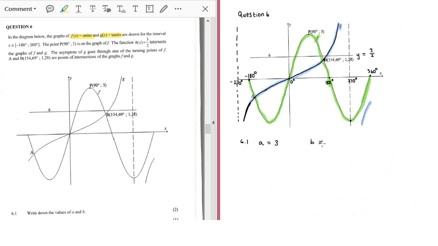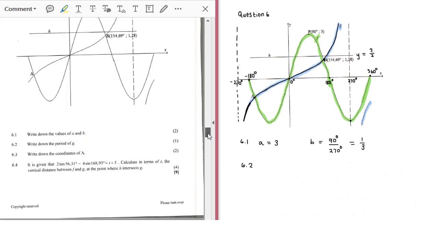So you would say that B is equal to the old coordinate of the asymptote, and you need to know the original tan function, right? And you would know that it reaches its first positive asymptote at x equals 90 degrees. So that would be the old position of the asymptote. And now you can see that the new position of the asymptote is 270. If you simplify this in your calculator as well, you still get that B is equal to 1/3. So let's move on to question 6.2.